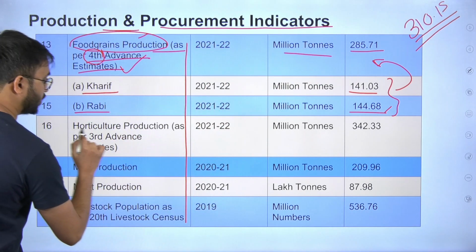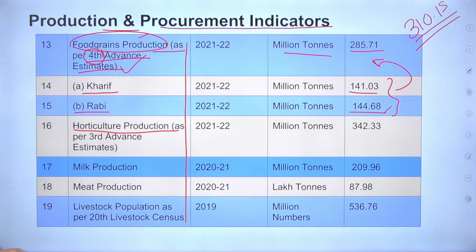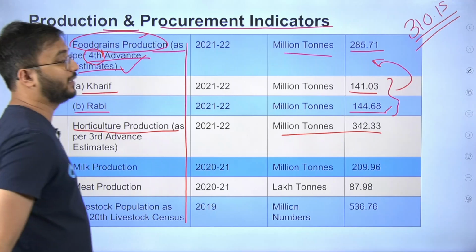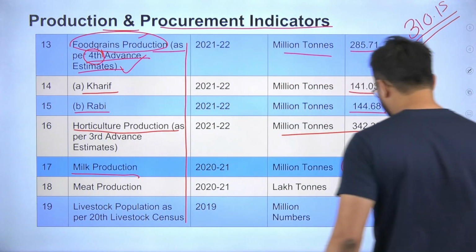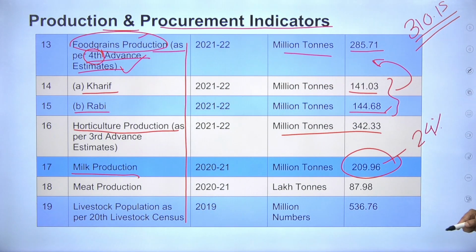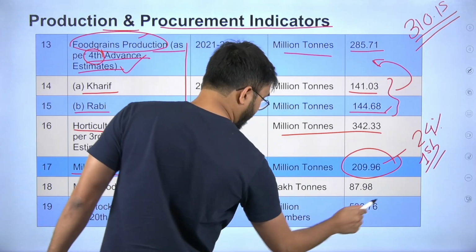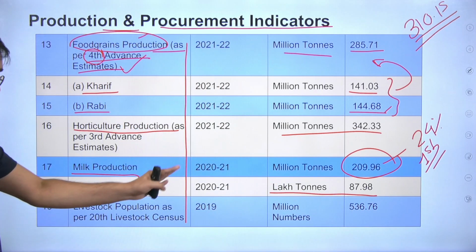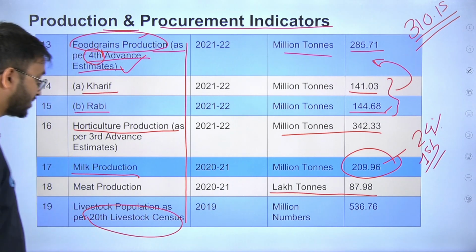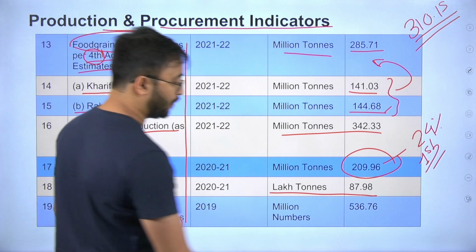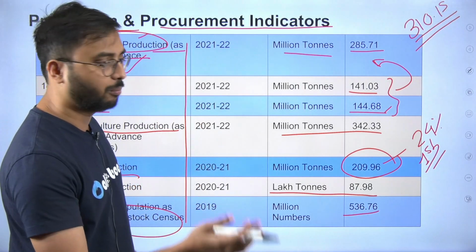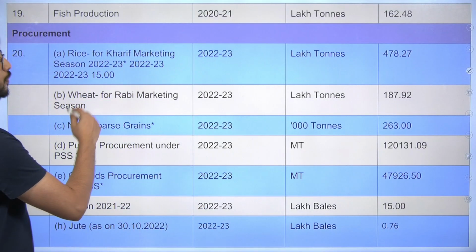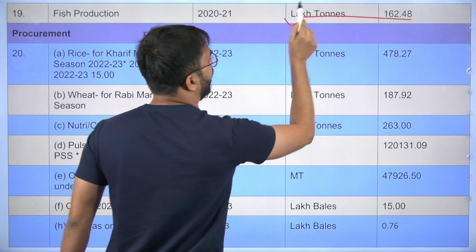Now let's move towards horticultural production according to the latest estimate, that is the 3rd advance estimate, and it is 342.33 million tons. Then total milk production in the country is 209.96, where India produces 24% of the world's milk and is the first milk producer in the world. Then comes meat production, which is 87.98 lakh tons. Livestock population as per the latest census, the 20th livestock census, is 536.76 million numbers, because here you count each animal as a number 1, 2, 3, 4, right?